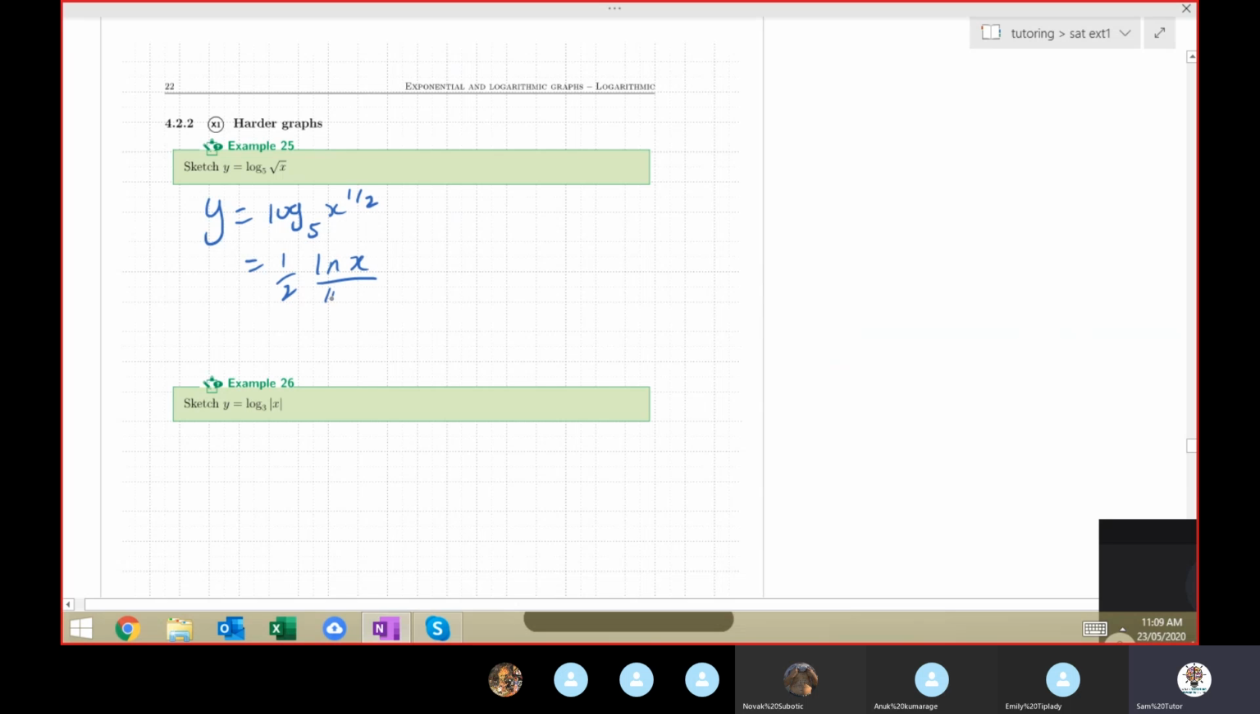So hopefully you guys don't mind me writing like this. Is that okay, Anouk? You understand what I've done there? Yeah, I get it. Change of base, and then what's the issue? What's my critical value?